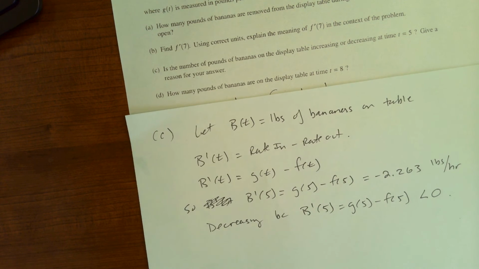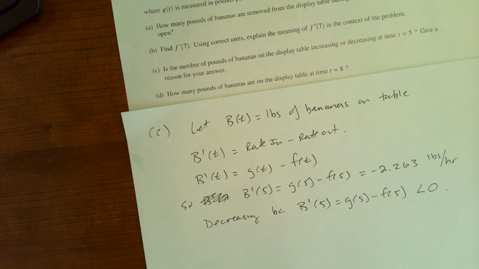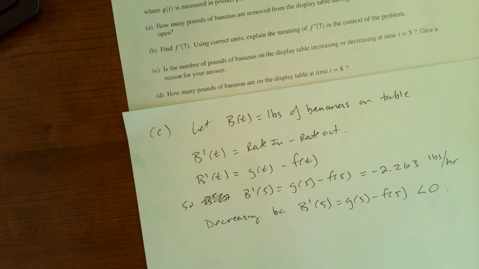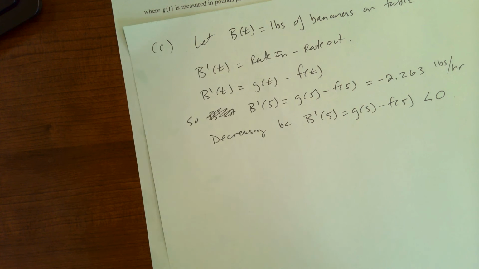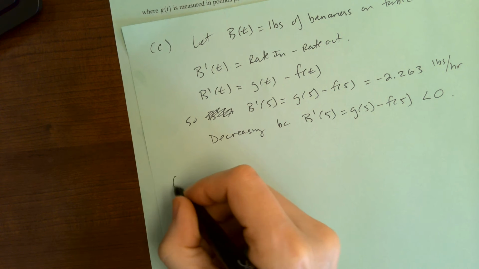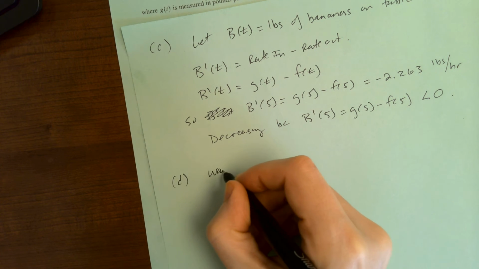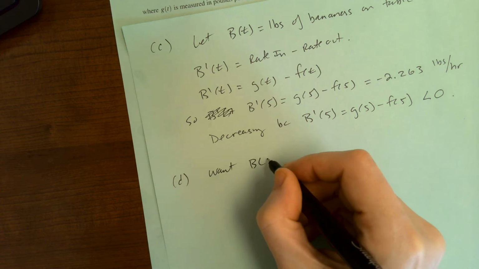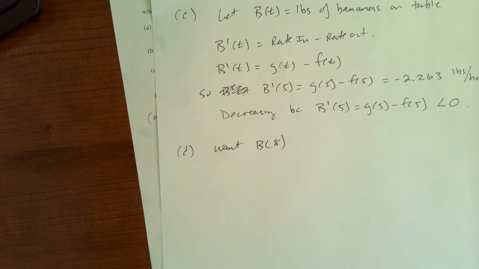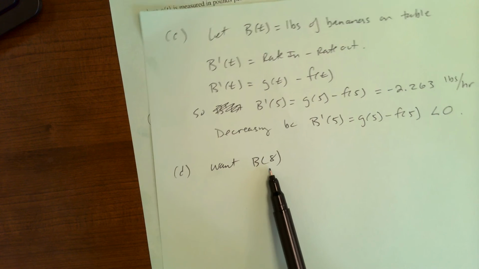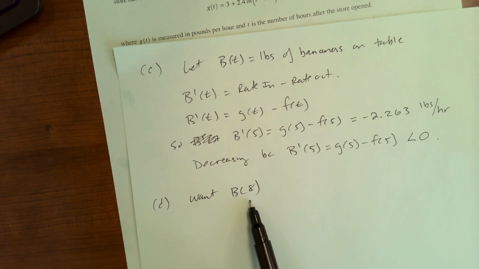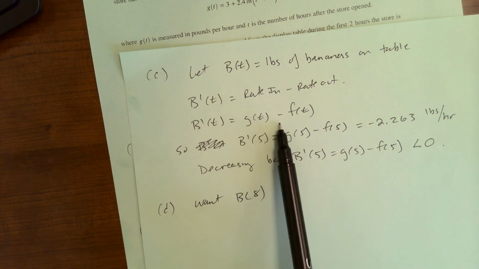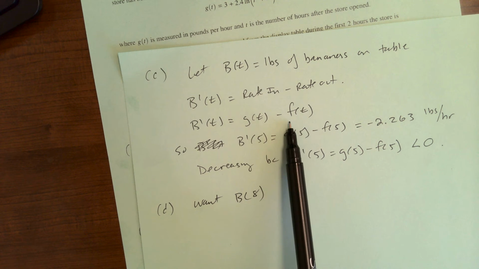Now part D. How many pounds of bananas are on the display table at time t equals 8? Okay, so D, all right, so I want B of 8. That's what I want. Guys, I don't have a function for B of t, but I do know B prime of t. I just kind of said it right here.